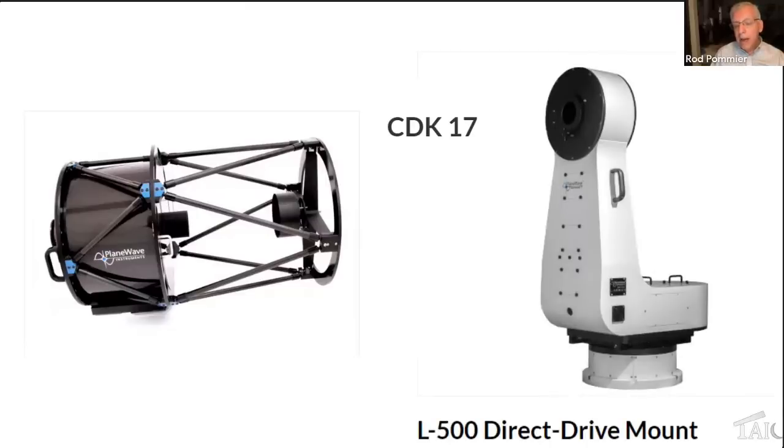And I wanted to put that on an L500 mount, which is direct drive. So it has no gears, no periodic error, no backlash. This joins Richard Wright's movement that auto guiding needs to go away. And this is the kind of mount that'll do it. I mean, it can track flawlessly for long periods, certainly long enough to get a stack of short exposures.